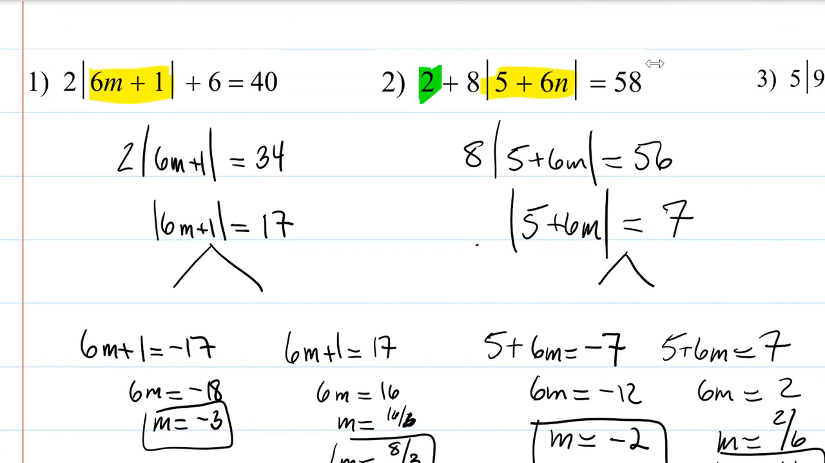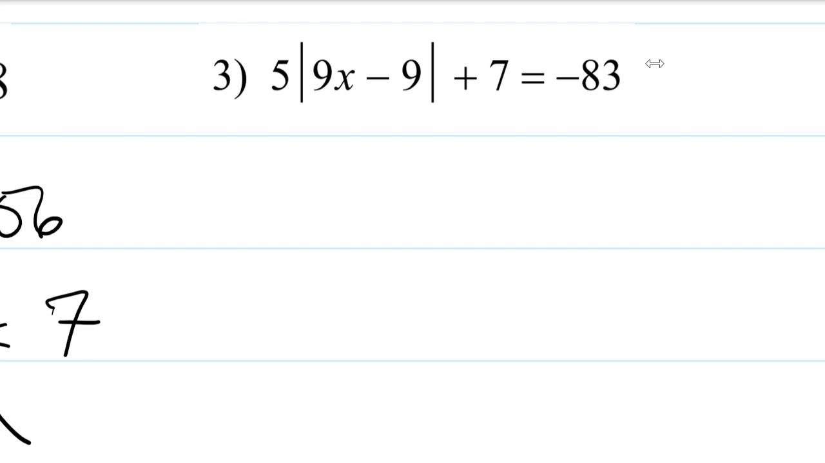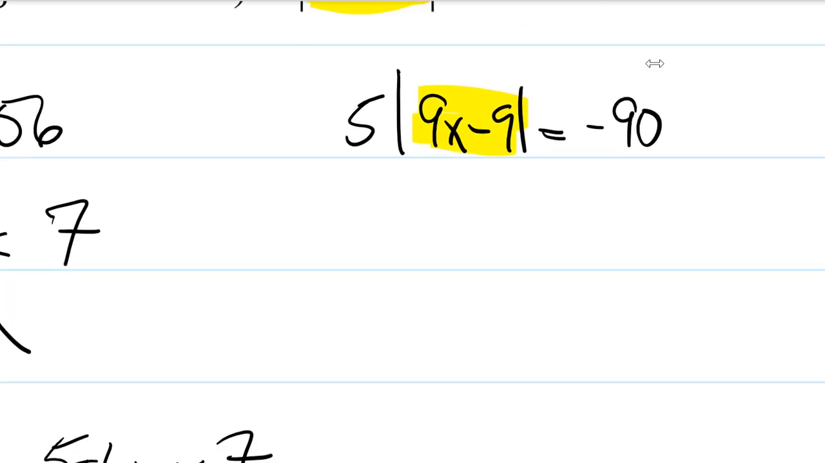Now we got one other example that we'll do together here, and this is example number 3. And again, notice the blop. So where that blop is, again, we want to isolate that. So we'll start by subtracting 7. So we'll get 5 times the absolute value of 9x minus 9 equals negative 90. When we isolate the blop, again, that's what we're always kind of looking to do, is isolate that absolute value piece first. When we do that and divide both sides by 5, we'll get the absolute value of 9x minus 9 equals negative 18.